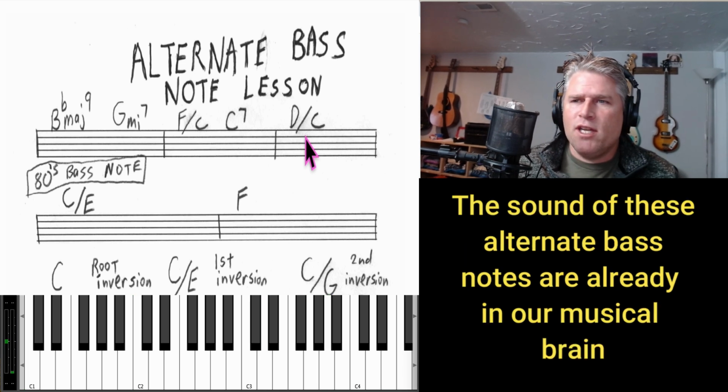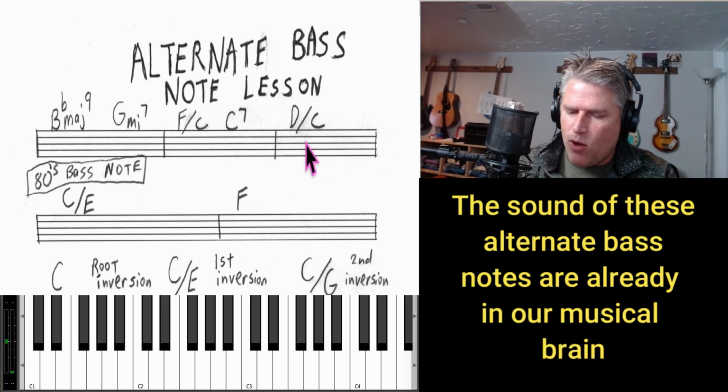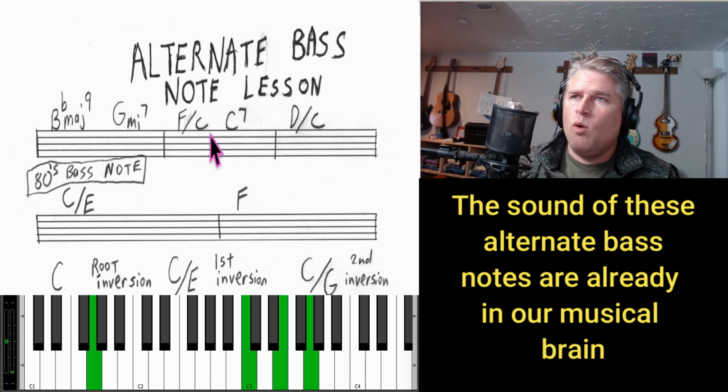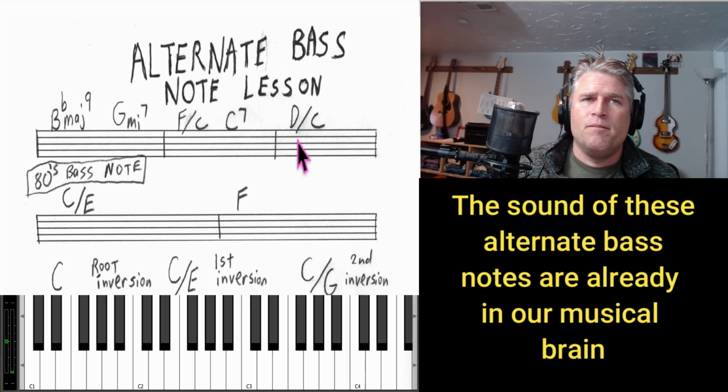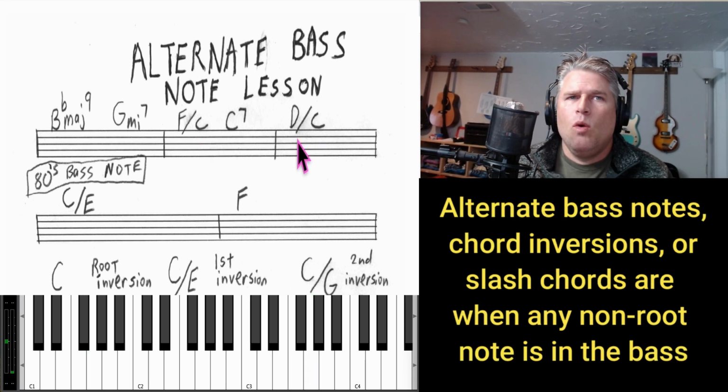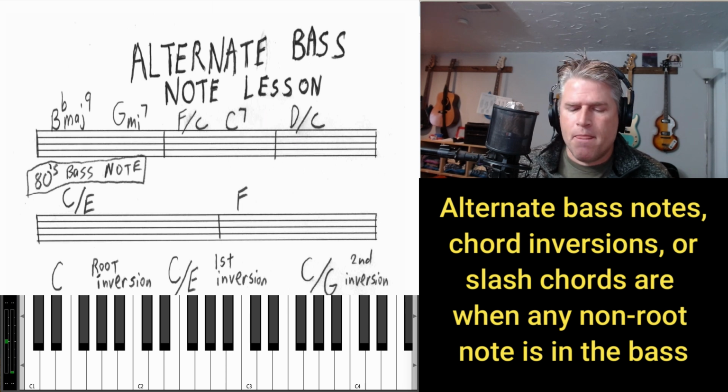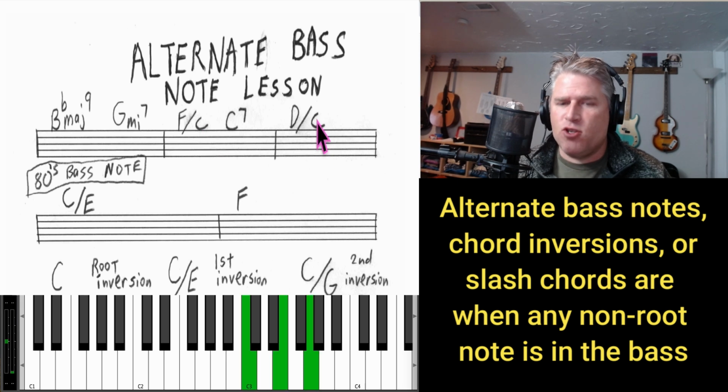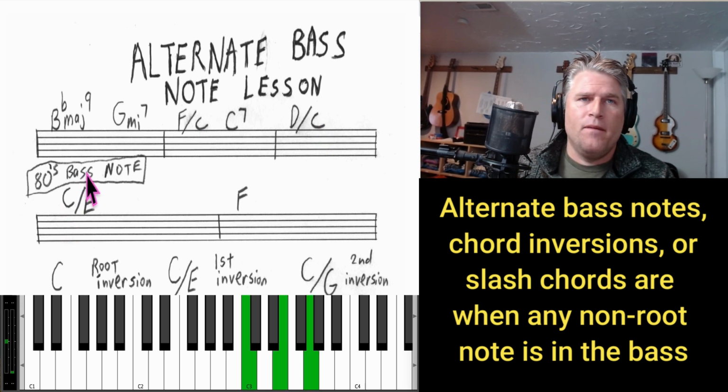What I'm telling you is you're going to start to be able to associate the sounds of these alternate bass notes with things you're actually hearing. So stay tuned. What are alternate bass notes or chord inversions, and why do we use them? Well, put simply, alternate bass notes, chord inversions, are when you put any other note in the bass other than the root. If we have a C major chord, the root is C.